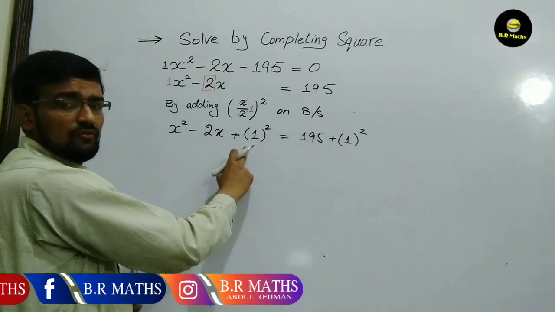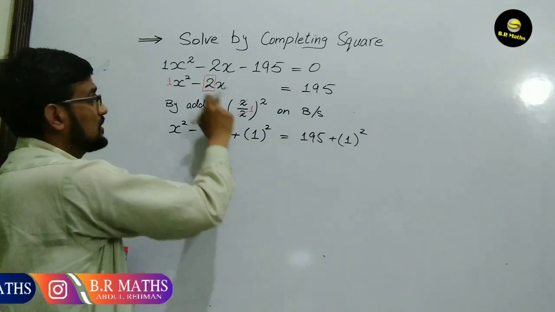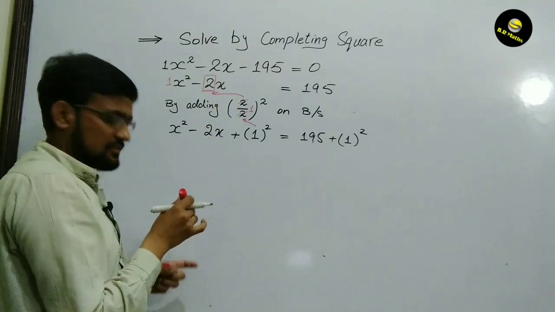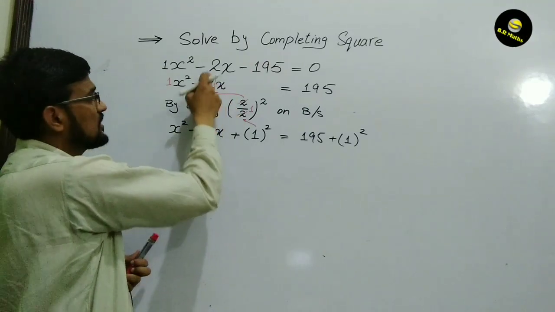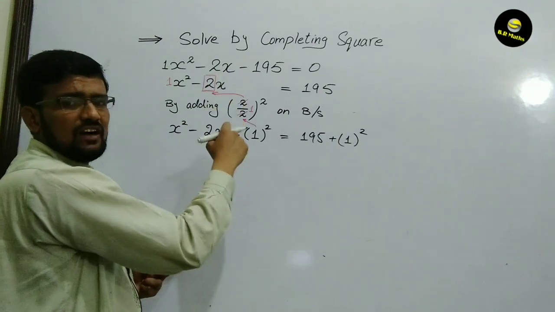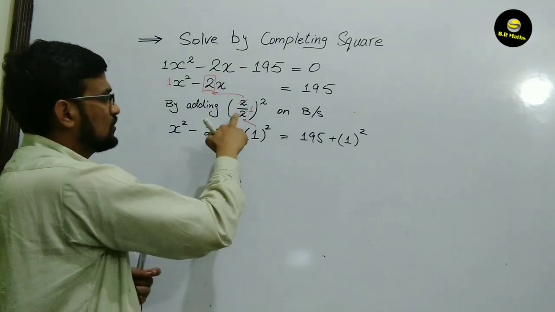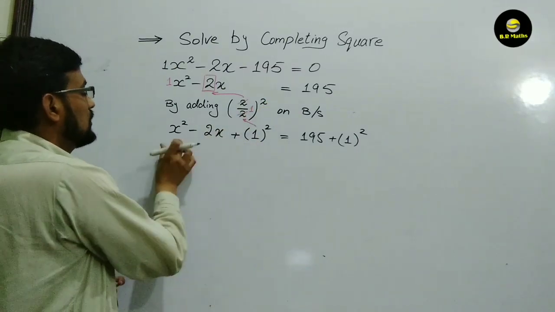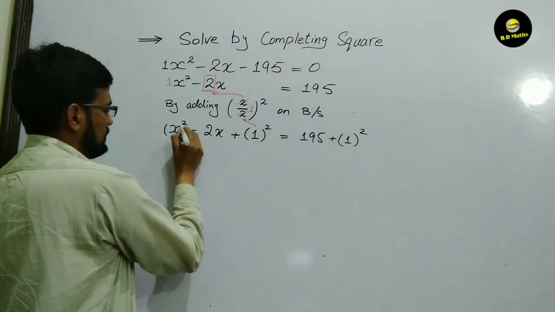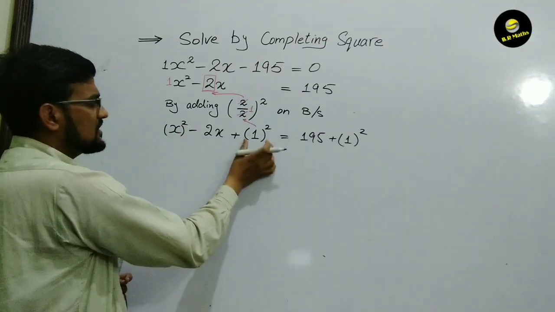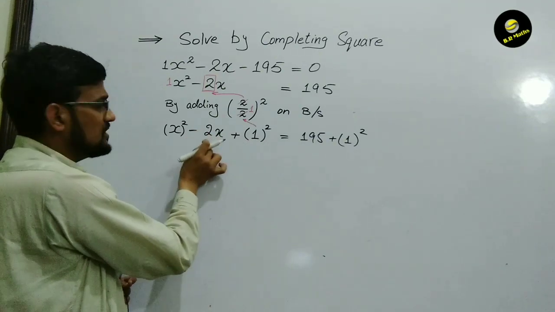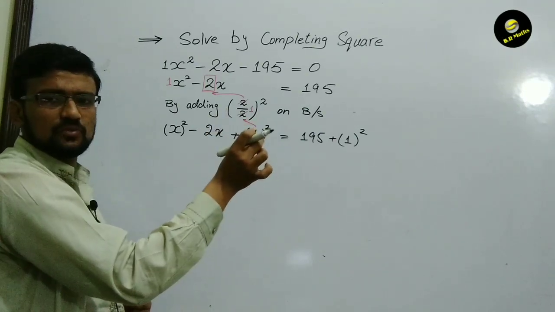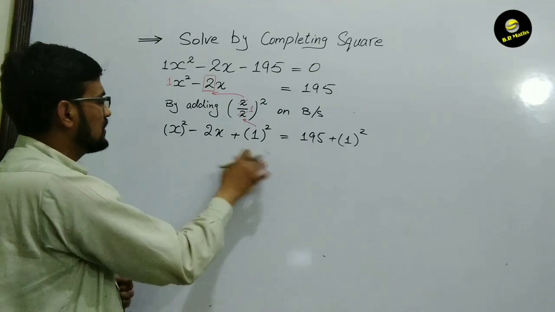And this one, where is it from? From the coefficient of x, which is 2. Take half of the 2, which means 1. So the square of 1. Understand? Now this becomes a whole square: a square, b square and minus 2ab. Student, this is according to the formula of a square plus b square minus 2ab. This becomes a whole square.